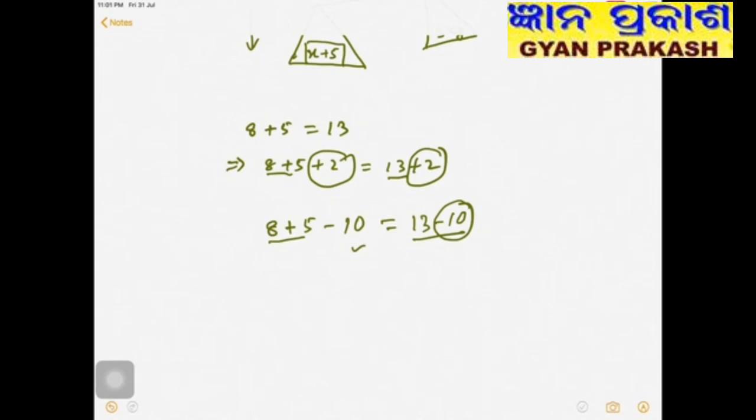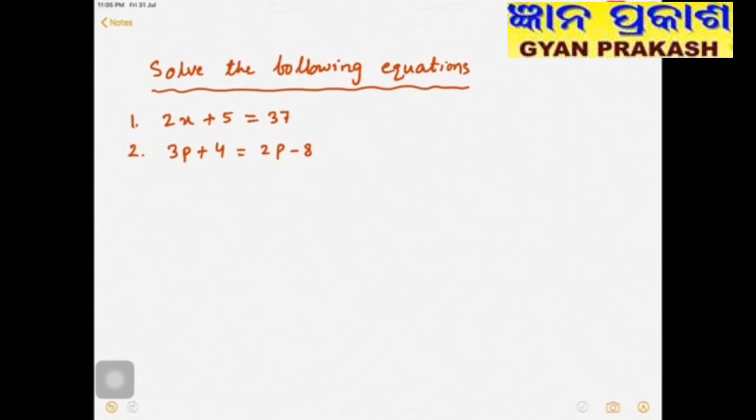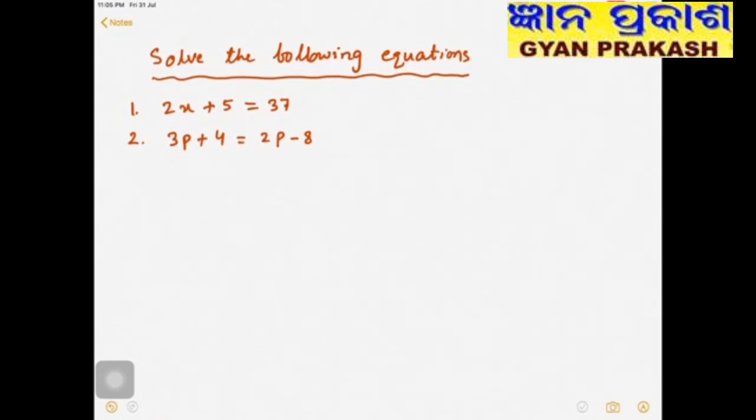So whatever we do, addition, subtraction, multiplication, division, everything must be done on both sides of the equation, then only the equation stays balanced. Now let us take some examples and try to solve some equations. We are given two equations. 2x plus 5 equal to 37, 3p plus 4 equal to 2p minus 8. Now let us take the first equation. We are given that 2x plus 5 equal to 37.